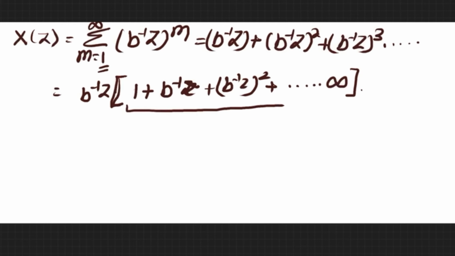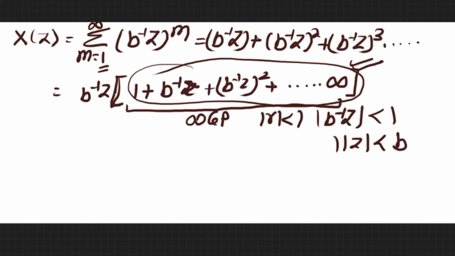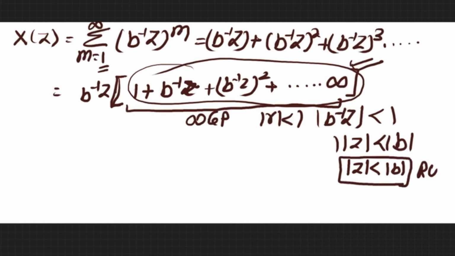Now we are again getting one infinite GP series. The result of this infinite GP will be finite only when the magnitude of the common ratio is less than 1. In this case, the common ratio r is b inverse z. So we will get the finite result only when |b inverse z| is less than 1, or |z| is less than |b|. So the region of convergence is defined by |z| less than |b|.